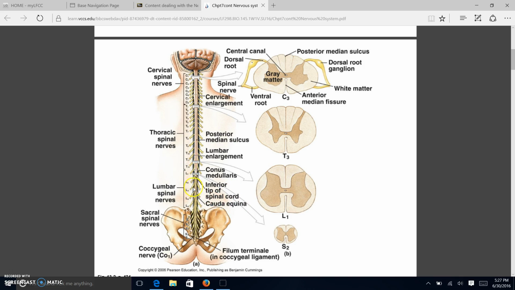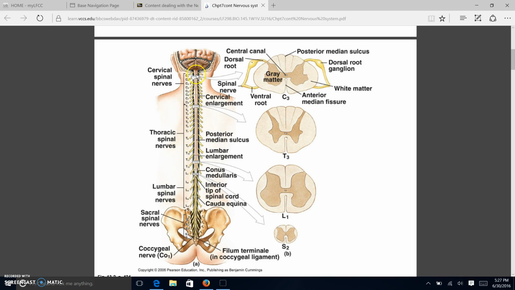The cauda equina literally means equina being horse, cauda being tail. So it literally means horse's tail. Whoever named this said, well, this kind of reminds me of a horse's tail down through here. Notice it has a different appearance from the conus medullaris, basically where the inferior tip of the spinal cord is, down to the coccygeal ligament at the filum terminale. And that's where we anchor the spinal cord here near the coccygeal bone.